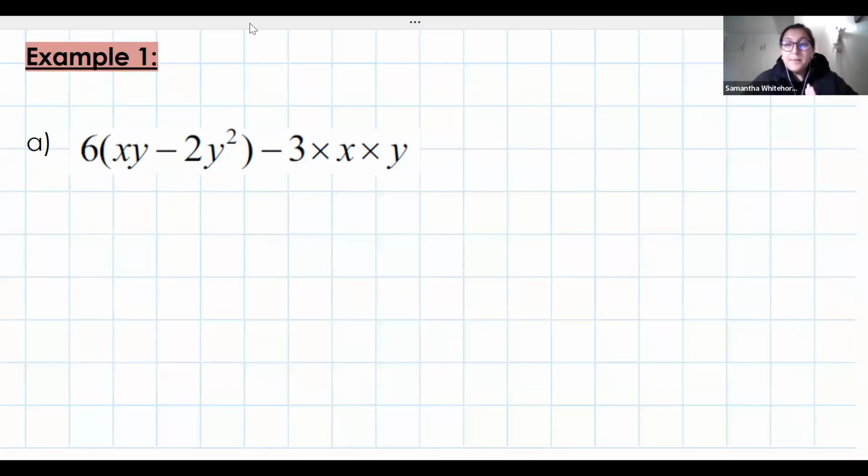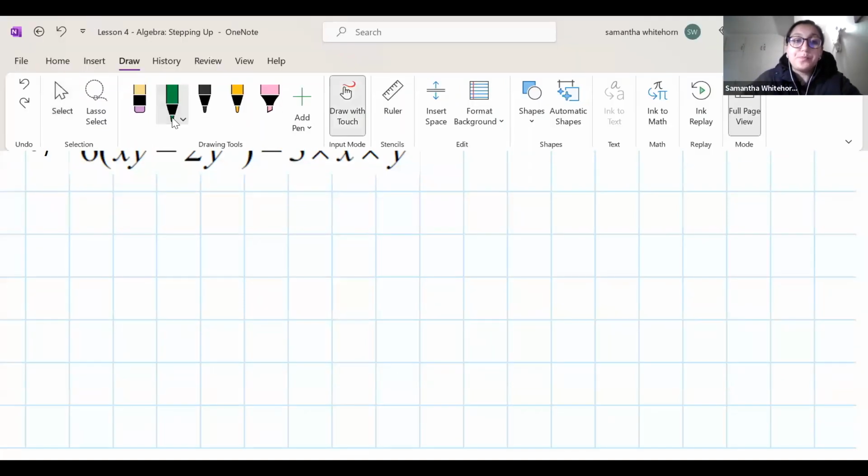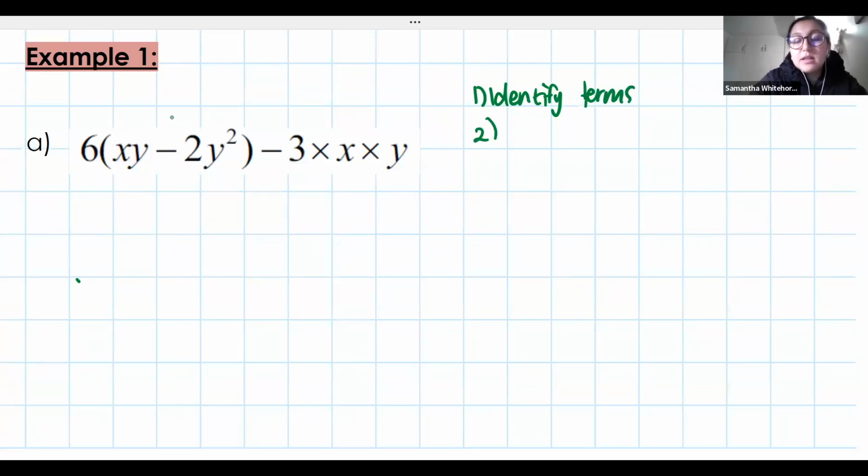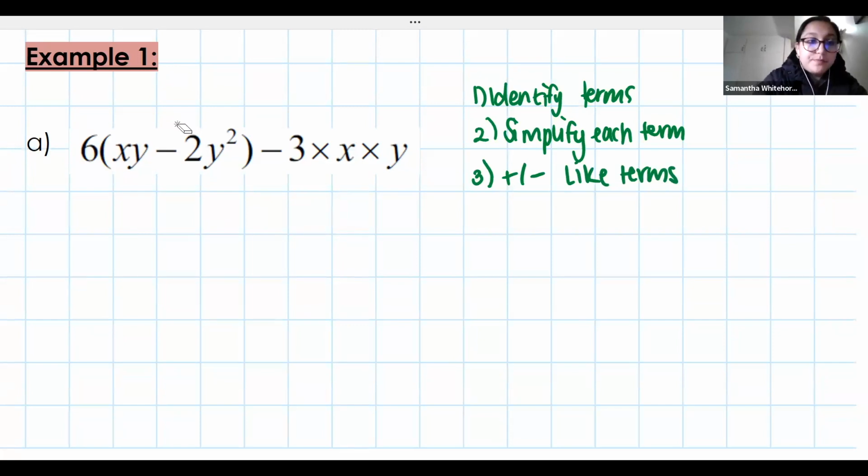Remember grade 8? We've got 3 steps we need to follow when we simplify any algebraic expression. So to simplify, we identify our terms. Once we have identified our terms, our second thing that we do is we simplify each term. And once we've done that, we go and add or subtract our like terms. So if we can do these 3 things, we can simplify any expression.